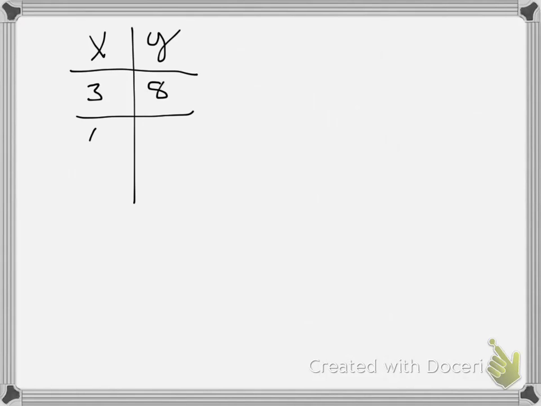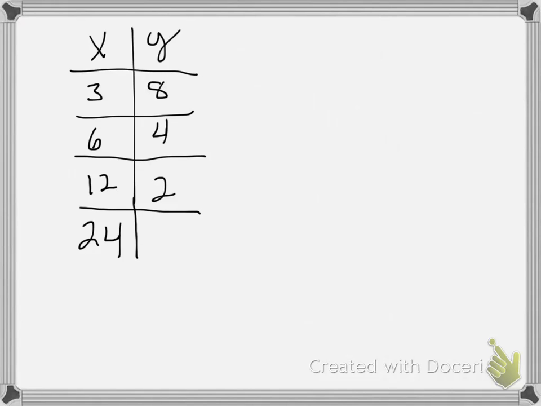Okay. Now, let's say we had a table of data. Let's say we had some data like 3, 8, 6, 4, 12, 2. And let's throw in another one. Let's go 24, 1.